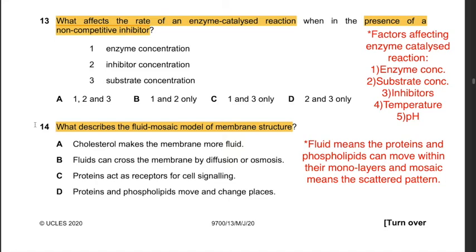Now you may be wondering, how does substrate concentration affect since it's a non-competitive inhibitor? Well, some could be inhibited and some cannot be inhibited, as not all enzymes will be inhibited by the non-competitive inhibitor. Therefore, it does affect the rate of an enzyme catalyzed reaction. Hence, the answer is A, 1, 2 and 3.